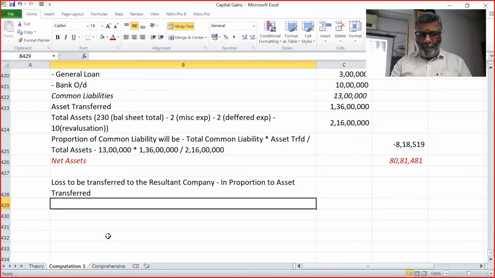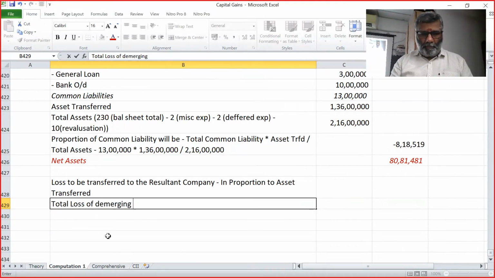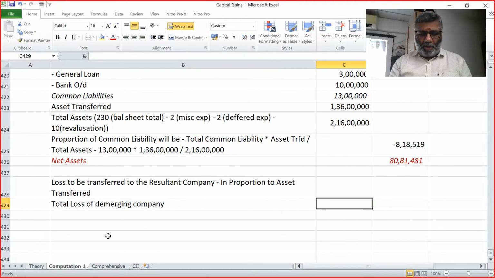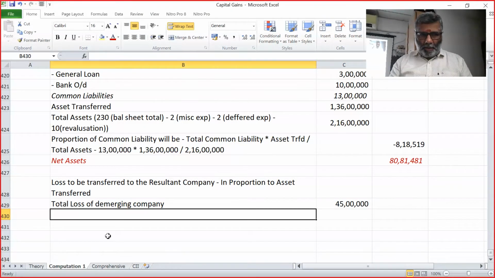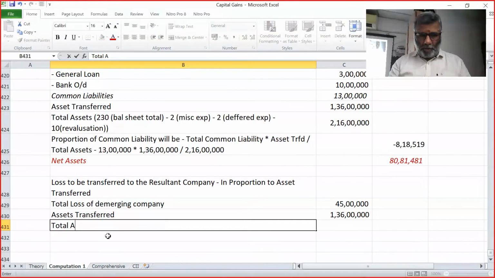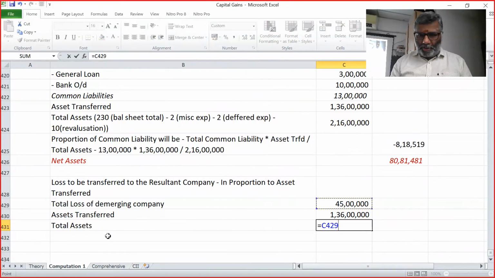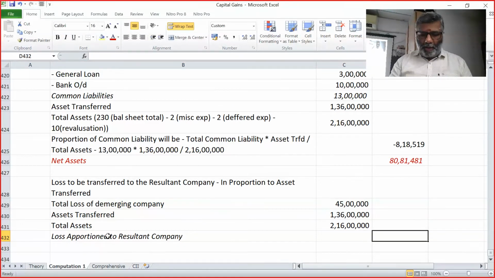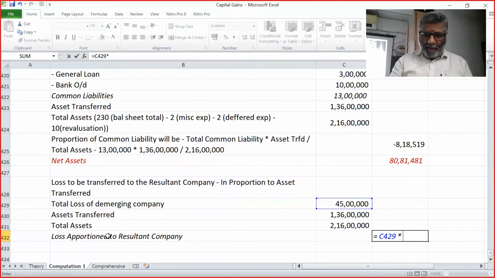Loss to be transferred. Total loss of demerging company is, I think, 45 lakhs. That's what the question says. Assets transferred 1 crore 36 lakhs, total assets 2 crore 16 lakhs. So loss apportioned to resultant company, same formula: 45 lakhs into 136 divided by 216.